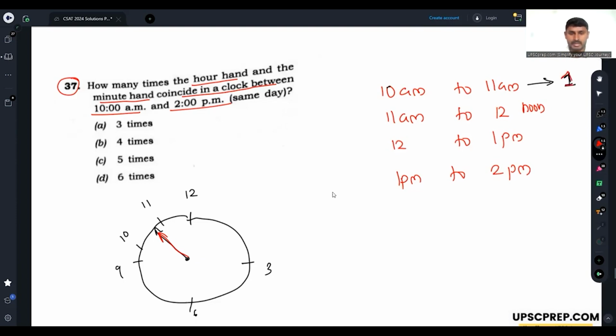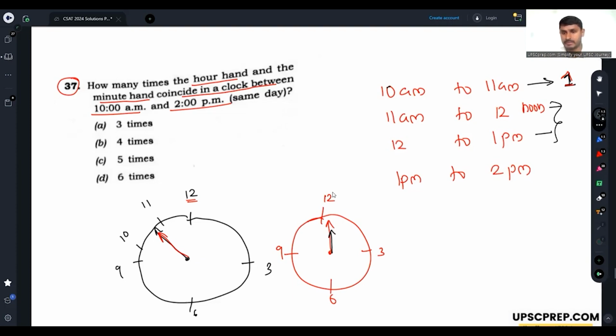So they will be coinciding one time here. Now between 11 and 12, there will be a single time that the minute hand and hour hand coincide, exactly at 12 o'clock. Between 12 and 1 it never coincides, because once they coincide at 12, they never coincide until 1. Between 1 and 2, it will again coincide one time, around 1:05.